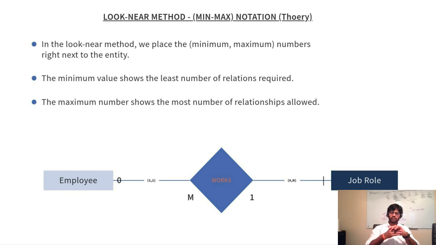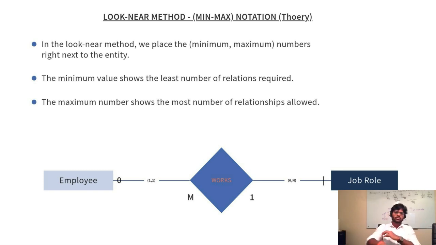So now let's understand the look near method. So far, we have used the look across method, right? Placing symbols and numbers across the relationship line and from the entity. There's another notation style called the look near method, or formally we call it minimum maximum notation. It is also known as professional practice, where designers prefer this way of representing the constraints to communicate the business rules properly. And also, it is very easy to understand.